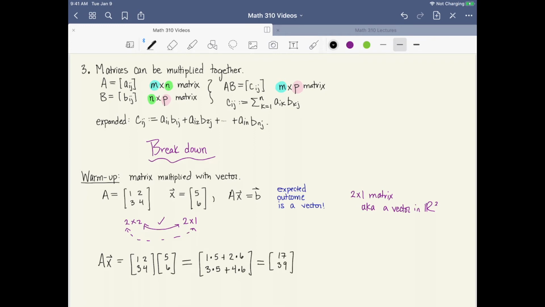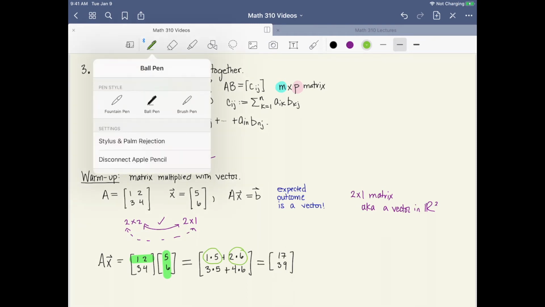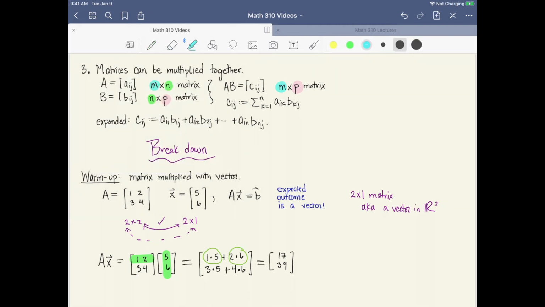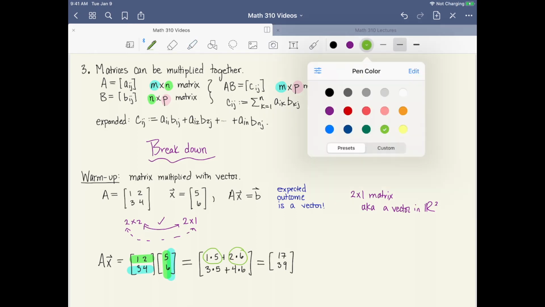So what pattern am I actually following here? Let's look at the first entry and highlight what's going on. I'm taking the first row of A, and I'm taking the column vector 5, 6, and I dot product them together. The dot product of two vectors means I multiply together the first two entries, and I multiply together the second two entries, and I add them up. So this is a dot product that I'm really seeing here. And I do the same thing to get the second entry, except I'm going to be using the second row from A. So when I do the second entry, I'll be taking the row 3, 4, and then repeating using 5, 6. And that's going to give me 3 times 5 plus 4 times 6.